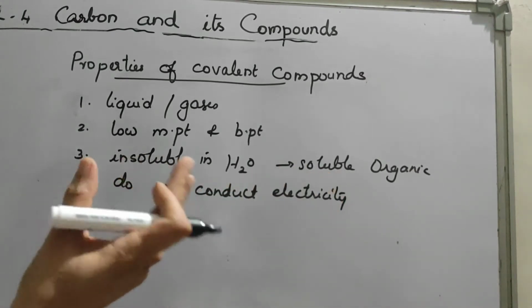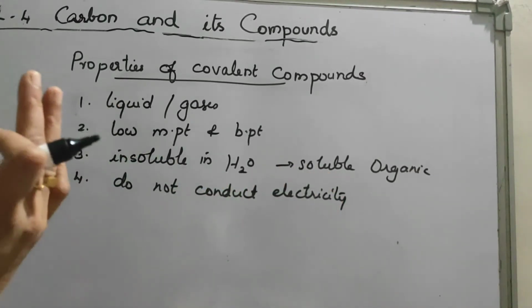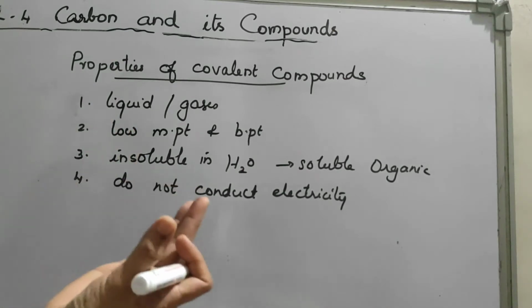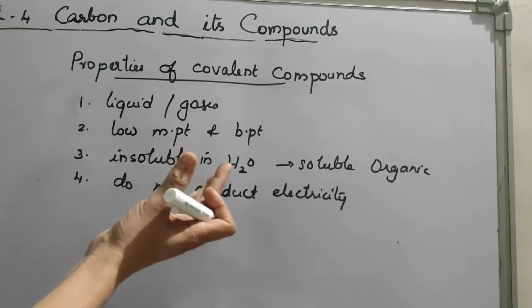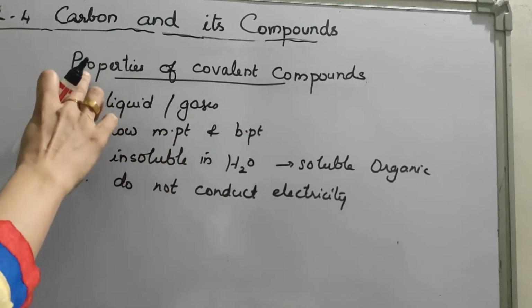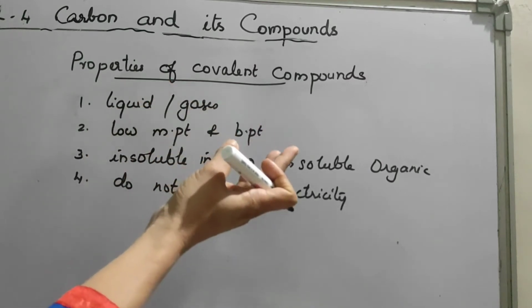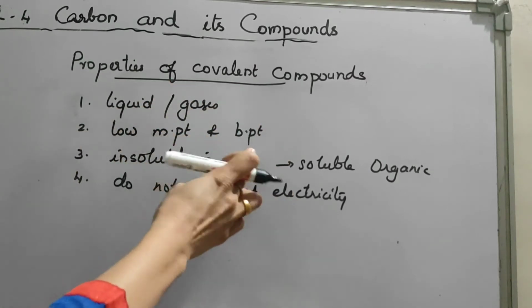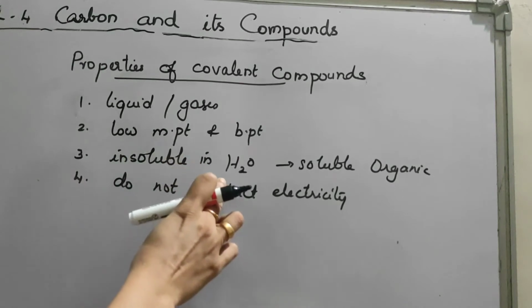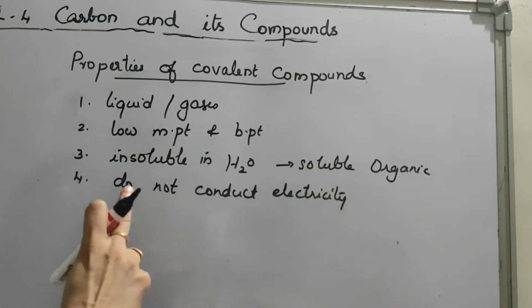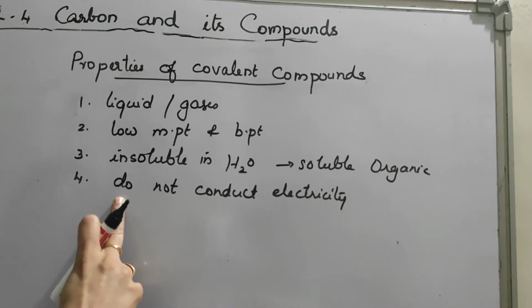One question will come: compare the properties. In the last lesson we studied ionic compounds. So compare the properties of ionic compounds and covalent compounds. Just the opposite comes for ionic compounds. In this case, the properties of covalent compounds are: they are usually liquids or gases, some of them are solids. They have low melting points and boiling points. Covalent compounds are insoluble in water but soluble in organic solvents. And the last property: they do not conduct electricity.